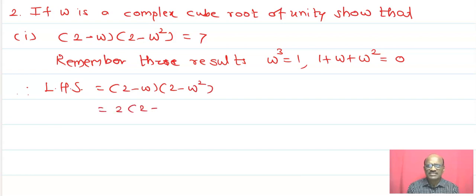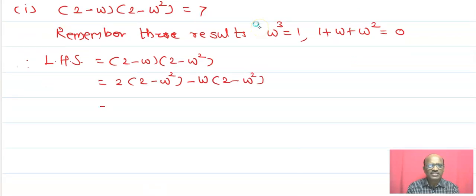Now see this LHS, that is, 2 minus omega in the first bracket and 2 minus omega square in the second bracket. Normal multiplication is there, that is, 2 in bracket 2 minus omega square, minus omega in bracket 2 minus omega square.